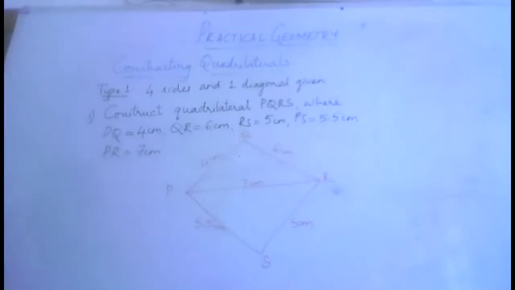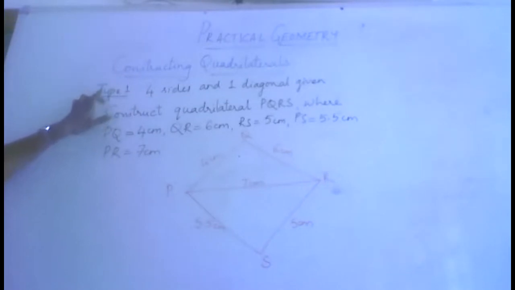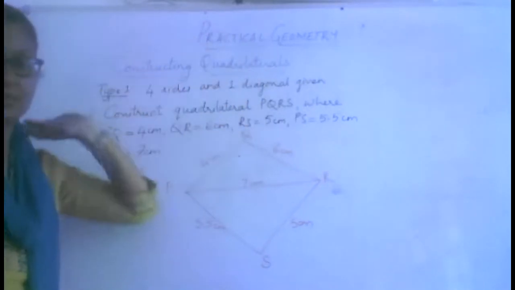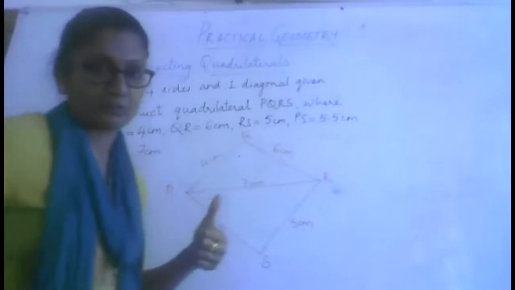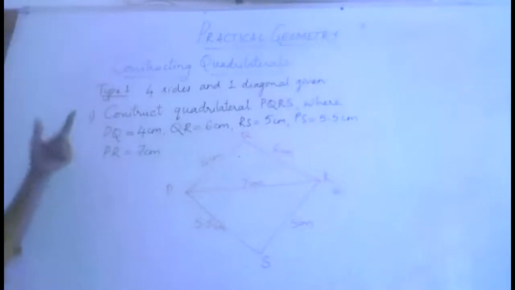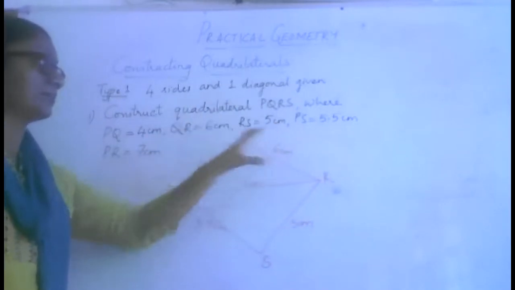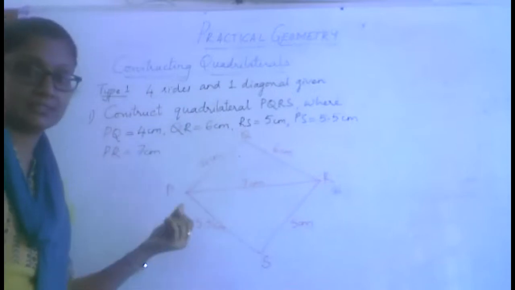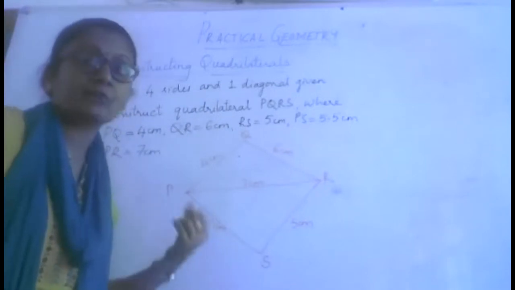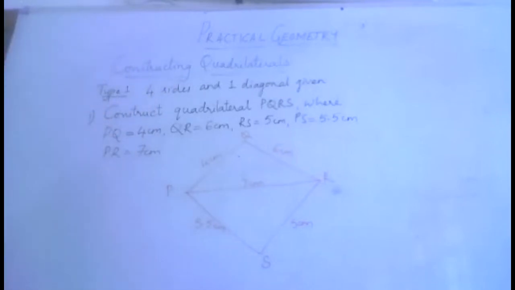Okay, good. So write the heading: practical geometry. We are constructing quadrilaterals. Type 1 is going to give me 4 sides and 1 diagonal. When 4 sides and 1 diagonal of the quadrilateral are given, today we are going to see how we can construct that quadrilateral. So take down this question quickly, and using this question, you should be able to draw the rough sketch and put the measurements according to what is given to you. Because this rough sketch is very important for me to start with the construction. All right, so do it. I'll just give you 2 minutes.